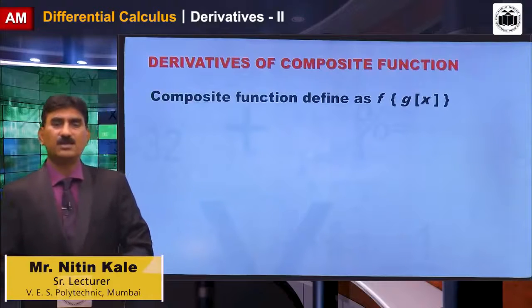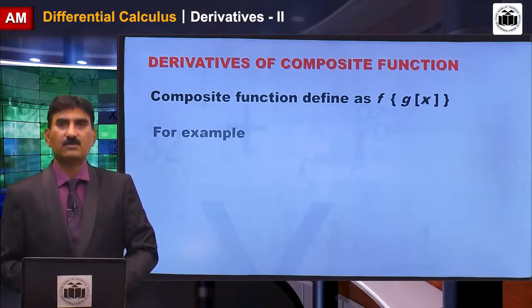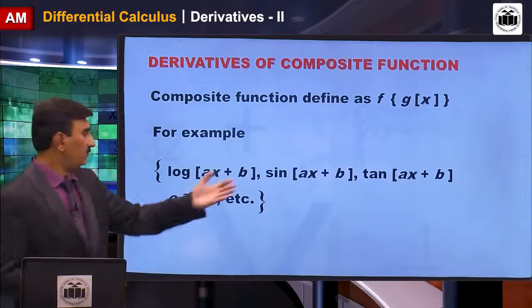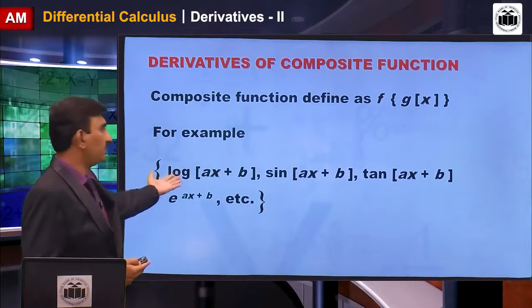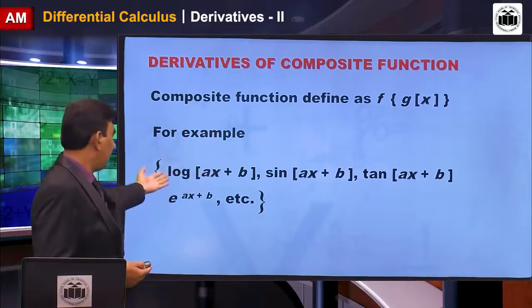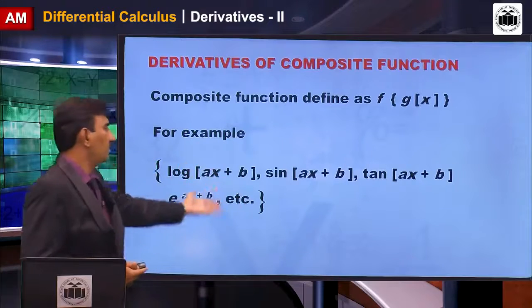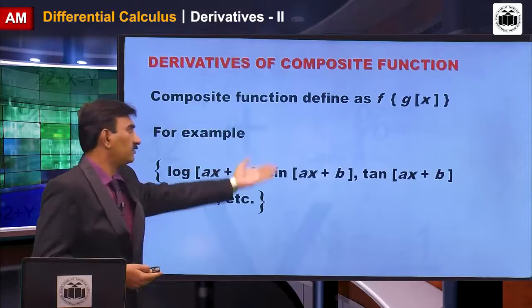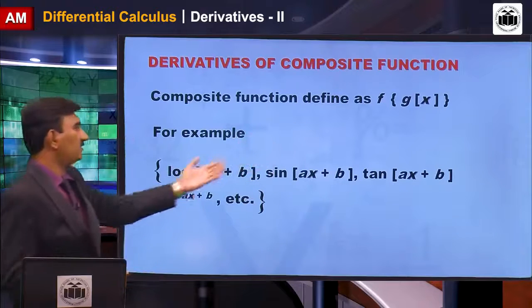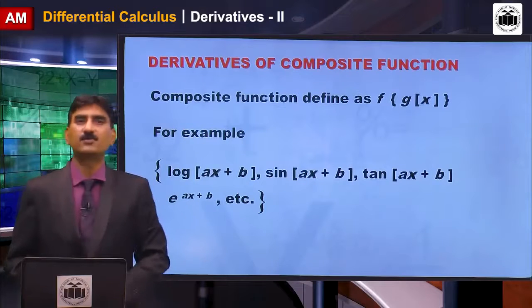Now, in general, a composite function is defined as f of g of x. For example, log of ax plus b. Now here, log is the first function f, and g of x is ax plus b, the logarithmic function including an algebraic function. In another, sine of ax plus b, f is sine and g x is ax plus b. Similarly, tan ax plus b, e raised to x plus b, these are examples of a composite function.